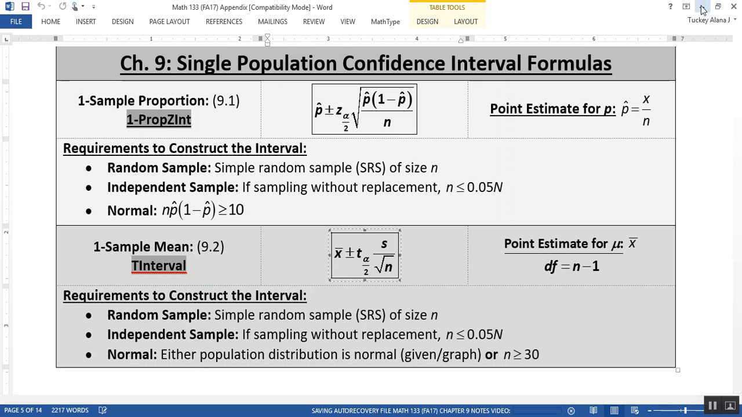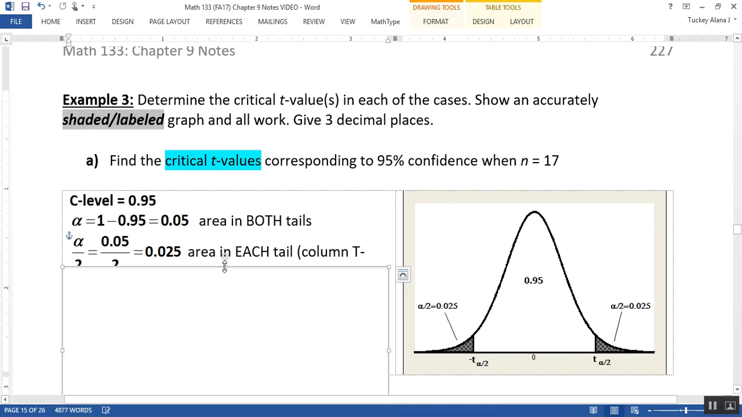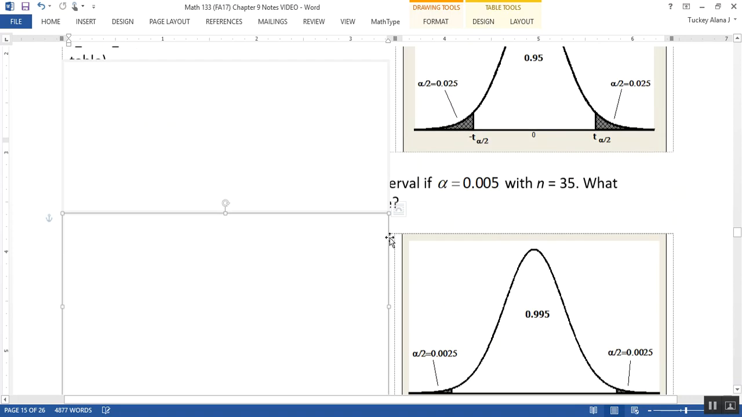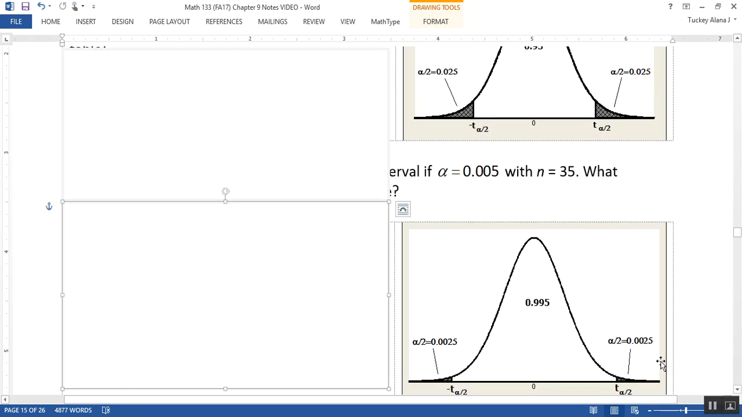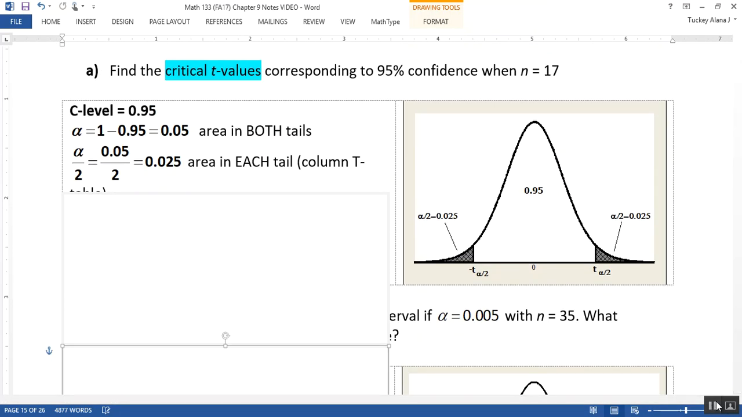So I'm telling you with that formula what to do, which is to take your alpha and cut it in half, and that'll be how much is in each tail. And that also tells you what column of the t-table you're going to, if you use the t-table.